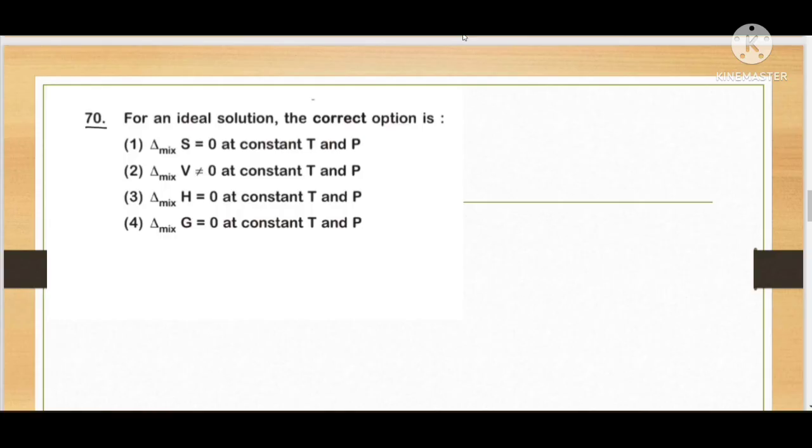Now let us discuss 7.0. For an ideal solution, the correct option is... This is a conceptual question. We have to remember these points.